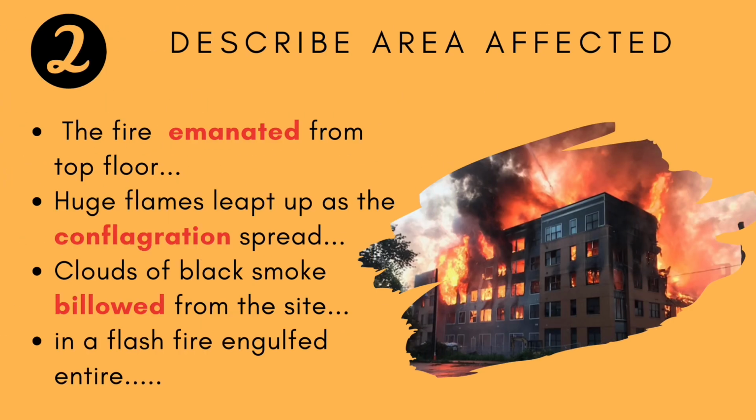Next is describing the area affected. You can write that the fire emanated from the top floor due to huge stock of inflammable articles or combustible materials. The fire escalated into a raging inferno that consumed everything in its path. Flames leapt up as the conflagration spread throughout the building. Clouds of black smoke billowed from the side. In a flash, fire engulfed the entire area or building.